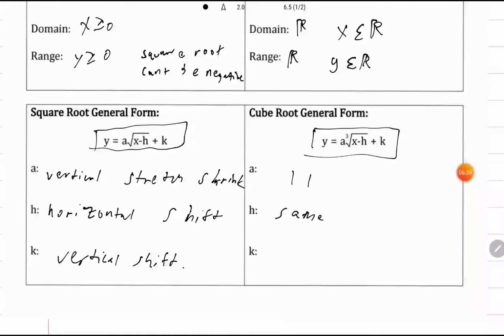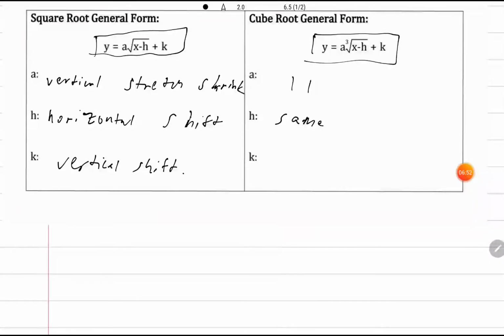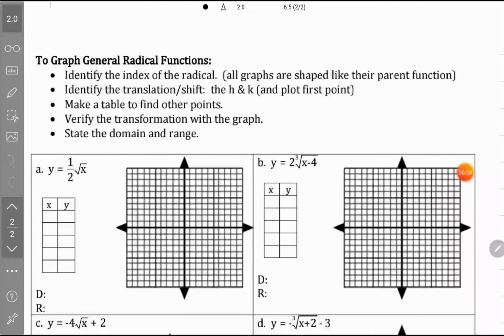Vertical stretching looks like it's skinny, and vertical shrinking looks like it's fat. Horizontal shift, move left or right. Vertical shift, move up and down. Okay, let's move on to actually graphing these.